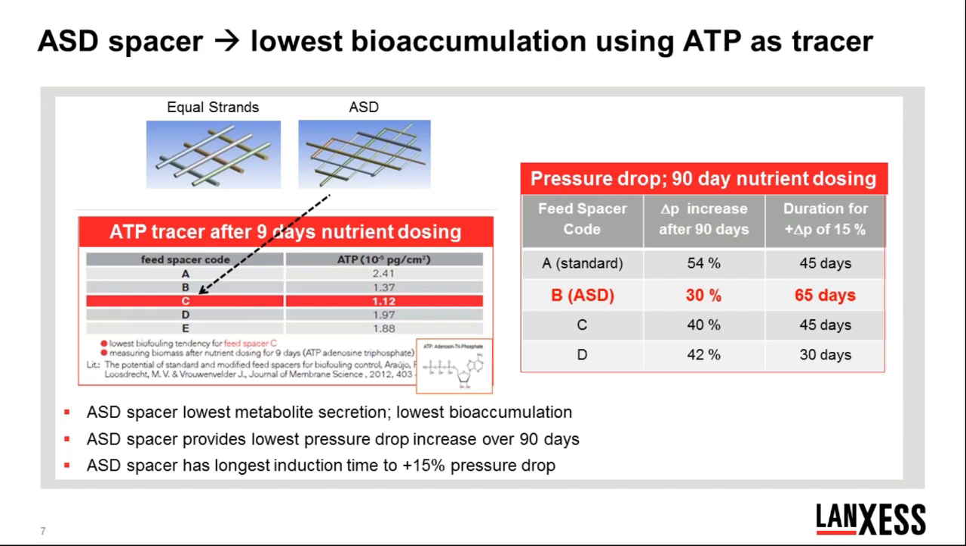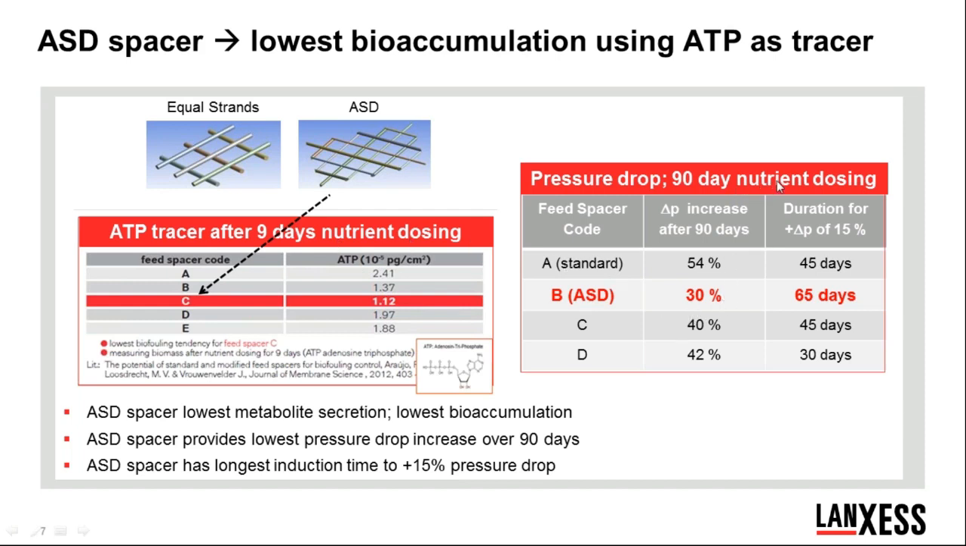You're looking at data from a Dutch university where they actually followed the secretion of a metabolite, ATP, adenosine triphosphate. The only way adenosine triphosphate appears is if a living organism secretes it as a metabolite. It's a very unique test method that was developed. The take-home information here is ASD technology, alternating strand technology, actually produced the lowest amount of ATP secretion in a controlled experiment over 9 days.